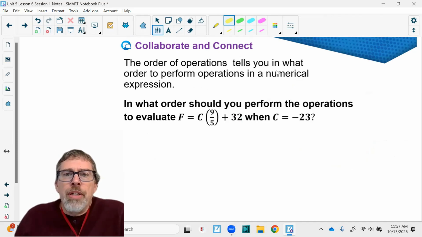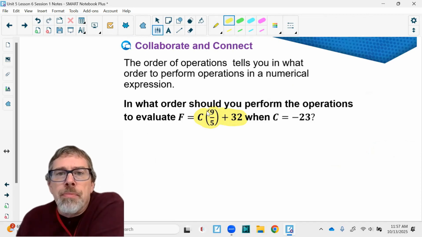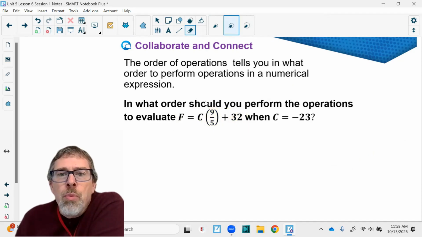So an order of operations tells you what order to perform operations in a numerical expression. So let's talk about that a little bit. A numerical expression is right there. This is an expression, but as soon as I include an equal sign and something on the other side, now that is an equation. Okay. So in what order should you perform the operations to evaluate this when C is equal to negative 23?